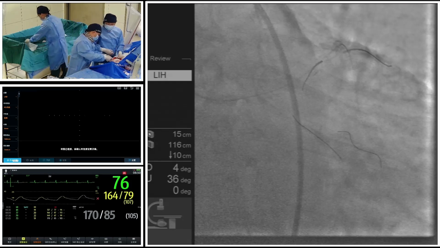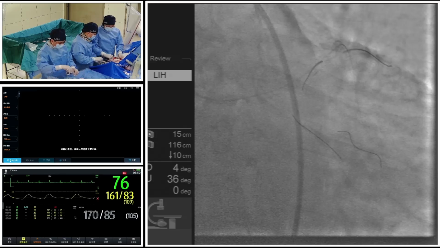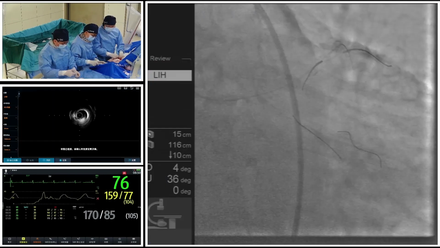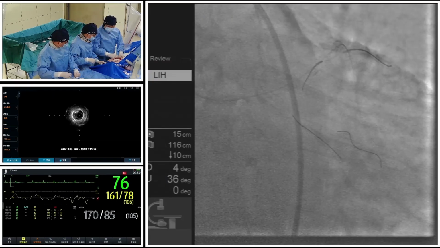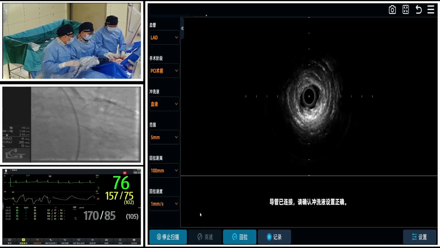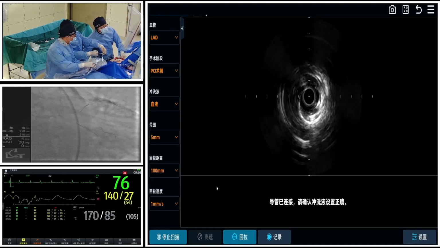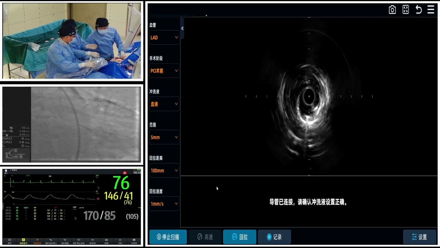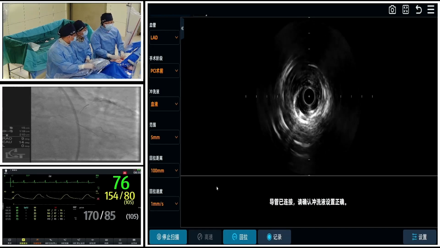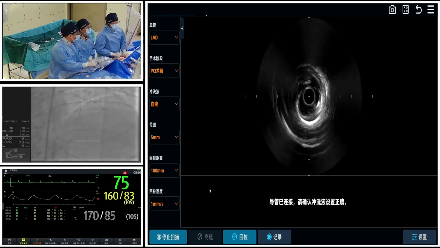Okay, let's check IVUS again. Okay. We've already implanted the first stent. Now let's check again. All the large side branches have been maintained patency. Yes. Please flush again, please. So this run, we can check the first stent, its expansion, its location, the distal landing zone, and also we can check the folding, the second stent, to measure the length and the diameter of the second stent to make the folding procedures.